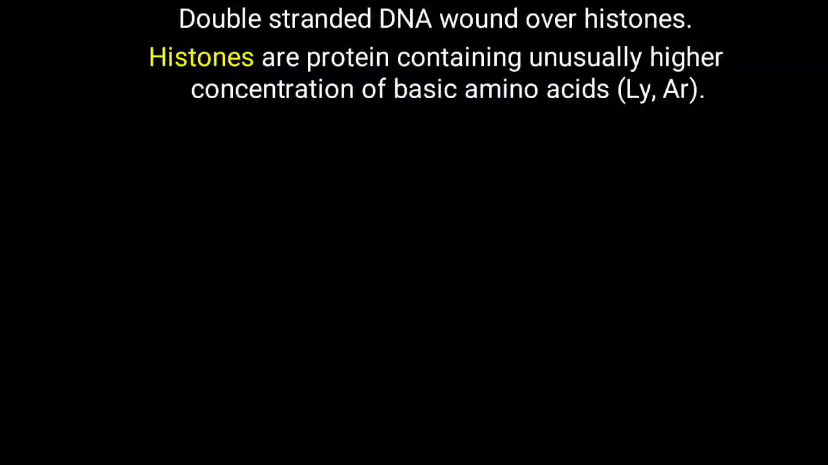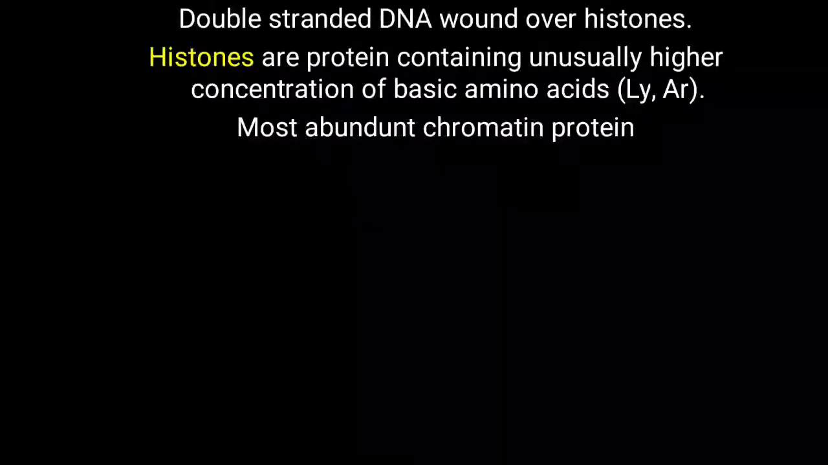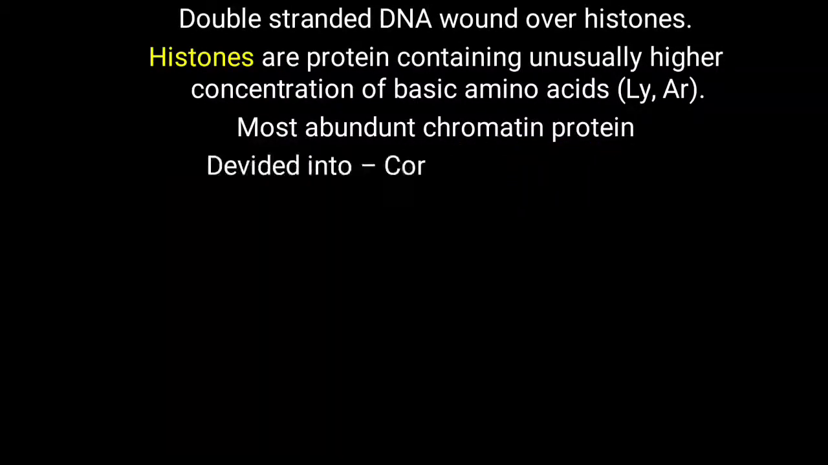Double stranded DNA is wound over the histone. Histones are proteins containing an unusually high concentration of basic amino acids, that is lysine and arginine. The presence of these amino acids makes histone a positively charged molecule, so that attachment of DNA, which is a negatively charged molecule, is possible. Further, histone is also called a chromatin protein, and is considered the most abundant chromatin protein.